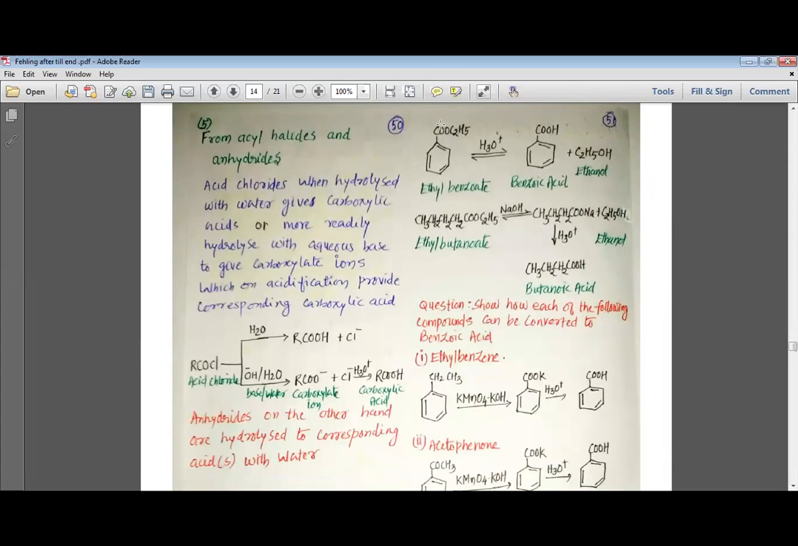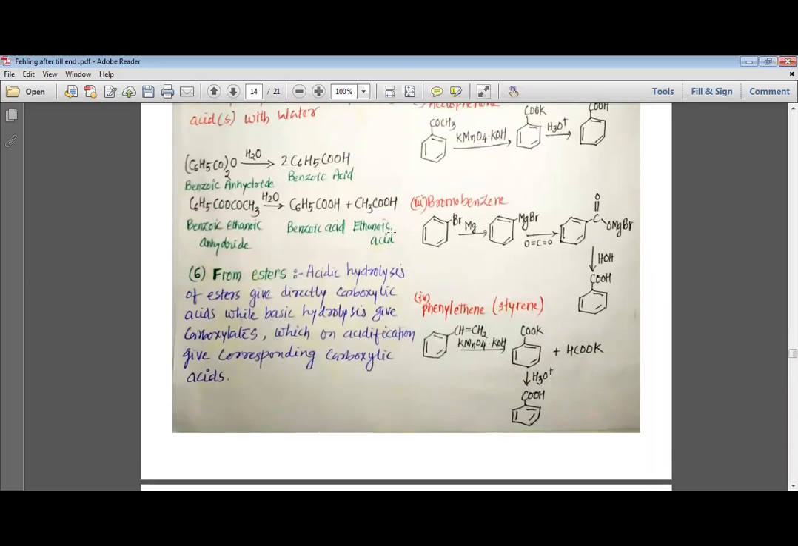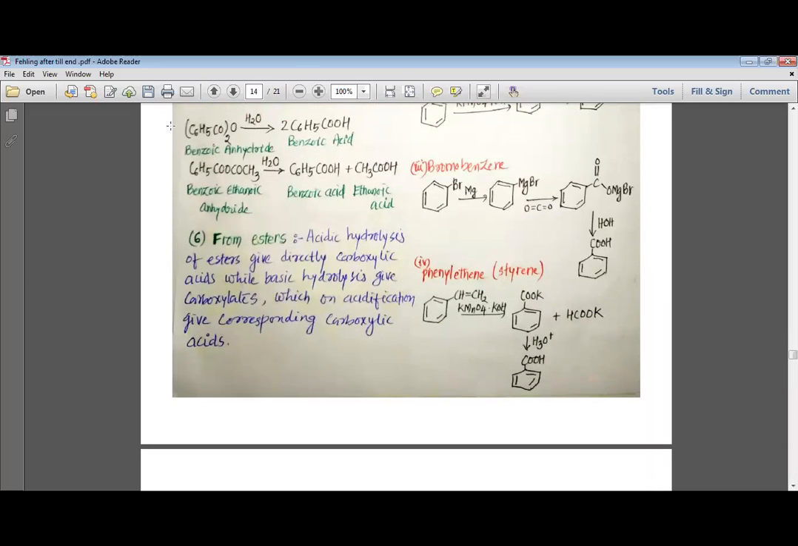Same way, my dear students, we can even prepare the carboxylic acid from the acyl halides or acid chlorides. So acid chlorides on simple hydrolysis with water directly give us the carboxylic acid, or by the basic hydrolysis we can get the carboxylate ion or the salt of carboxylate ion, and on acidification with mineral acid, finally we get the carboxylic acid. We can see here the various examples. We can even produce the carboxylic acid from the anhydrides by hydrolysis.